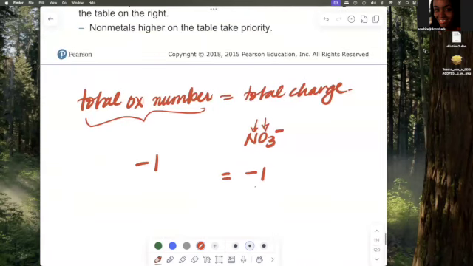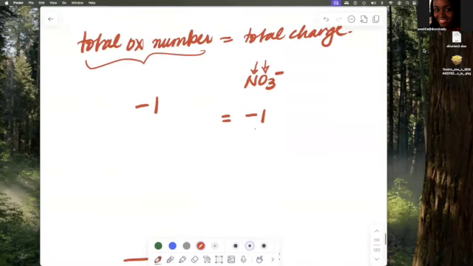Okay, now that I've said all that, let's go back here. So how do we assign oxidation numbers when we don't have a group 1 metal or group 2 metal? We assign from right to left.